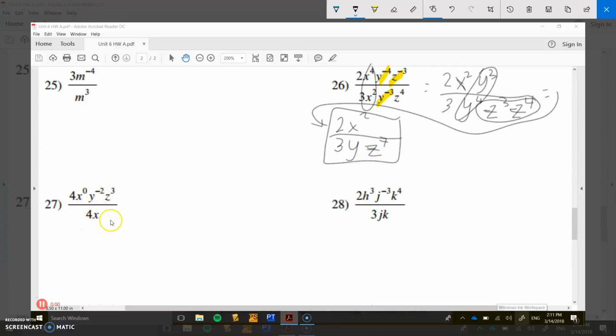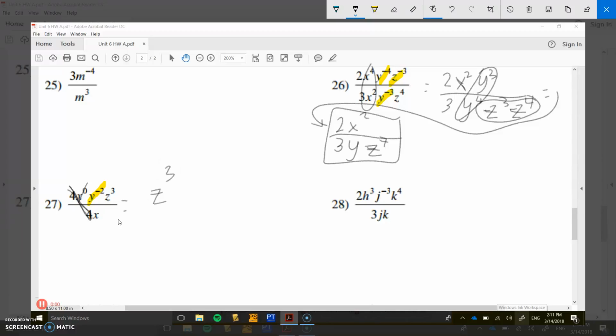Alright, moving on to number 27. Ooh, my favorite! Zero rule gets crossed out. The 0 does not apply to the 4 because there's no parentheses wrapping that 4 in with the x. And then we've got a negative rule, and so that's going to have to flip down. And then look here, 4 divided by 4. Any number divided by itself is 1. So this is actually looking pretty darn easy.